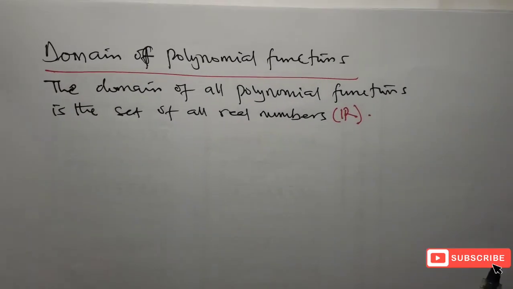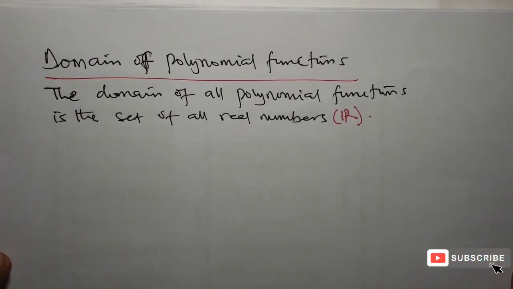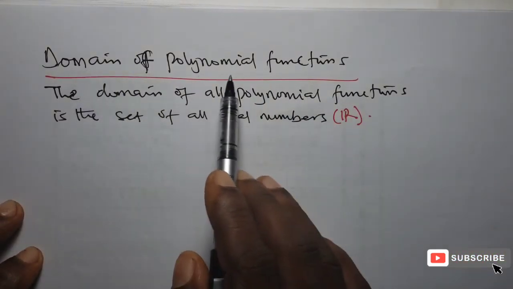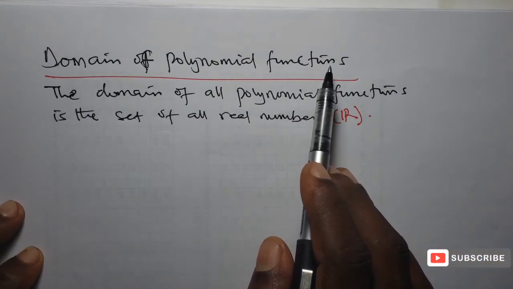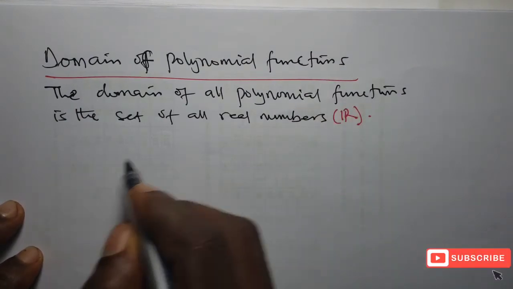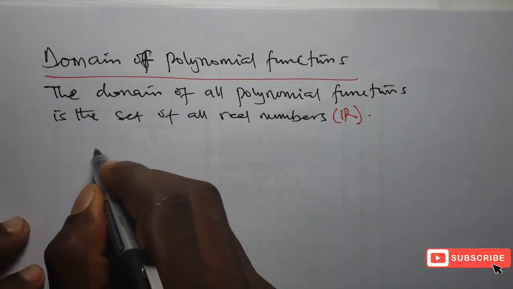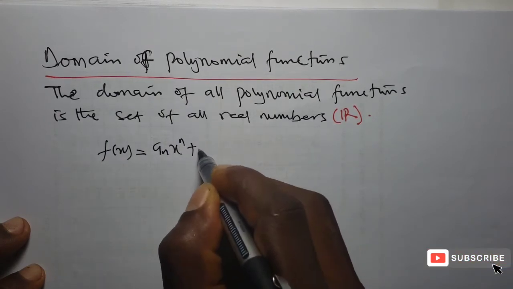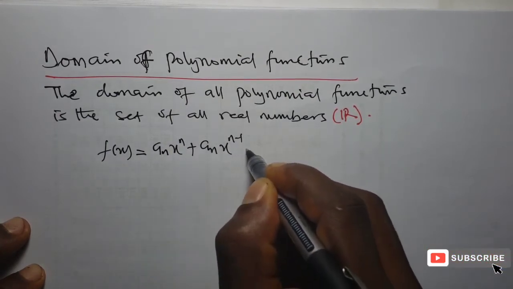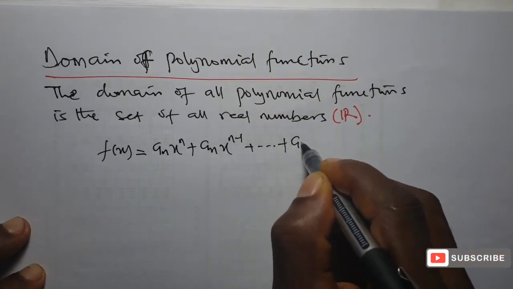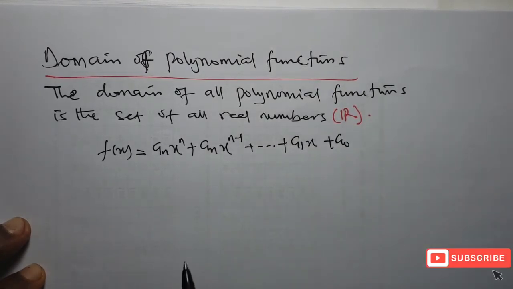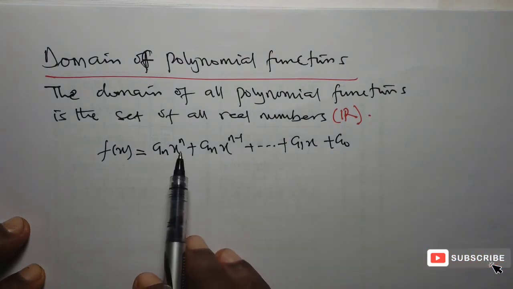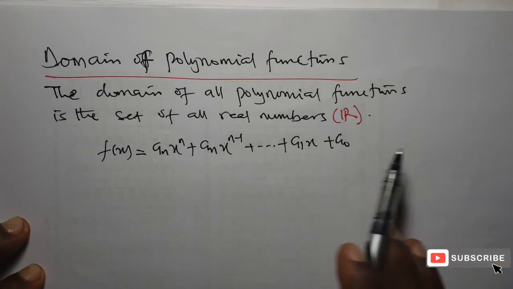The first type of function we shall look at is the polynomial function. So we say domain of polynomial functions. Now, you should know what polynomials are, I guess. Polynomials are simply, let's say, f of x is equal to a_n x to the power n plus a_(n-1) x to the power n minus 1, plus it goes on and on, plus a_1 x plus a_0. In a nutshell, a polynomial is just a function that has either ascending or descending powers of x.